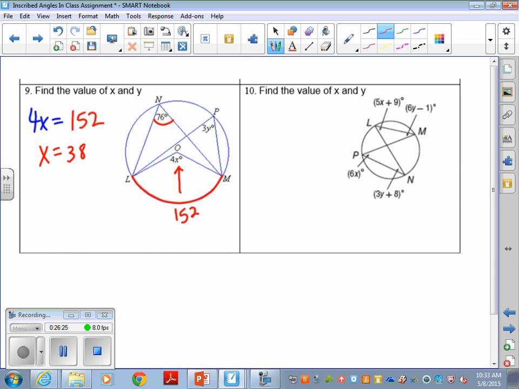All right, how do we get to the y? Y is not the same thing. The 3y should equal 76 because they intercept the same arc, right? So that means they're going to be congruent. So the 3y is equal to 76. This is a decimal answer.